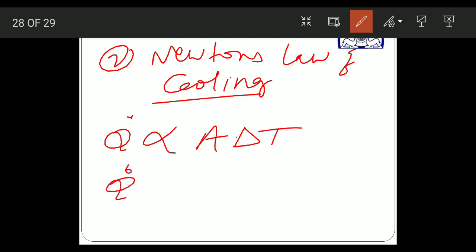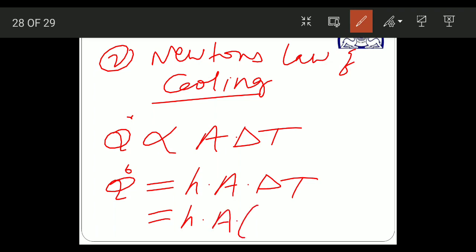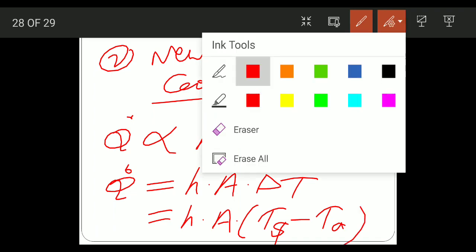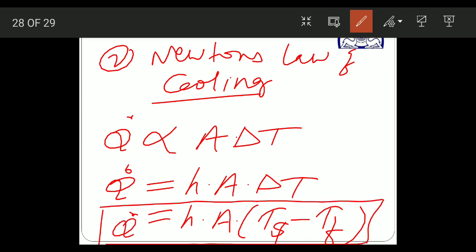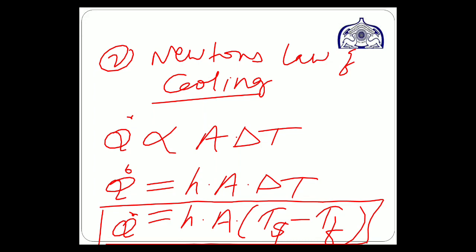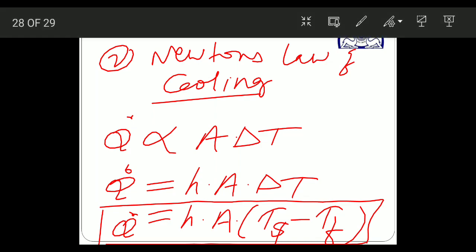So if you remove the proportionality sign, then we can write this as Q is equal to H into A into delta T, or this can be written as H into A into temperature of the surface minus temperature of the fluid. So this is Q dot. I hope you understand this. Q dot is equal to H into A into Ts minus Tf. What is Ts? Surface temperature, and Tf is fluid temperature. I hope you got it.